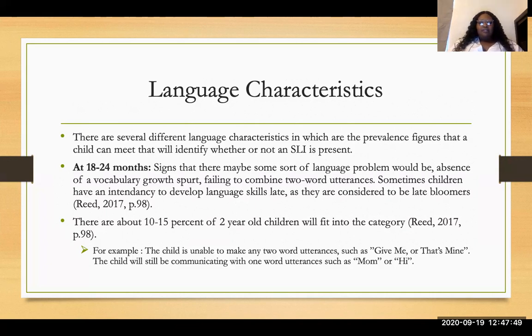About 10 to 15% of 2-year-old children will fit into this category, also provided by Reed 2017 on page 98. For example, the child is unable to make any two-word utterances such as give me or that's mine. The child will still be communicating with one-word utterances such as mom or hi.